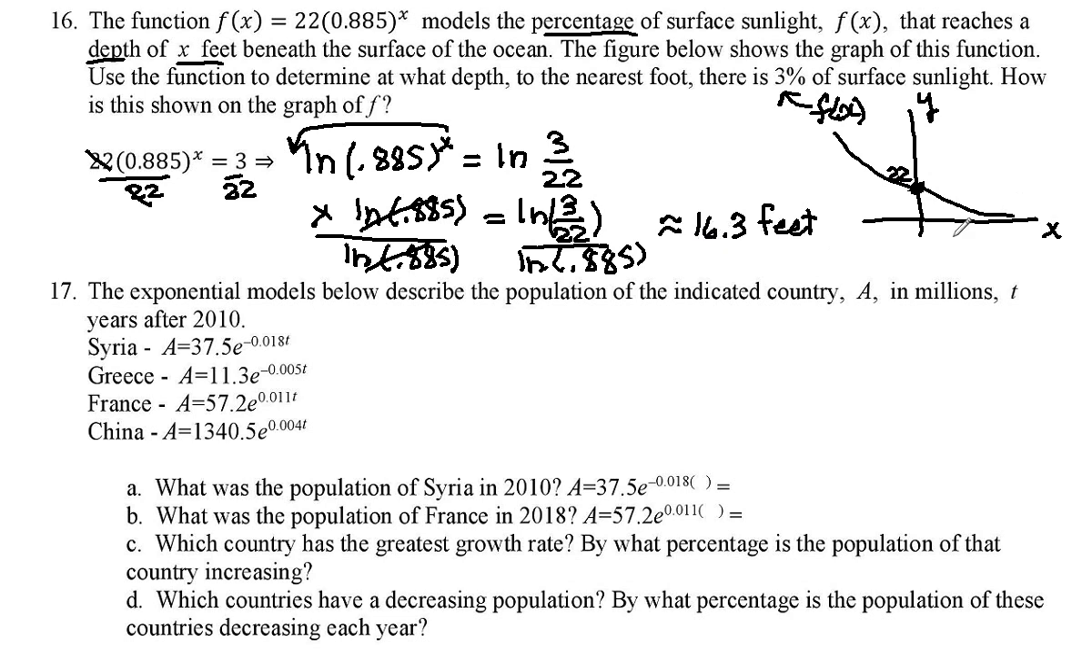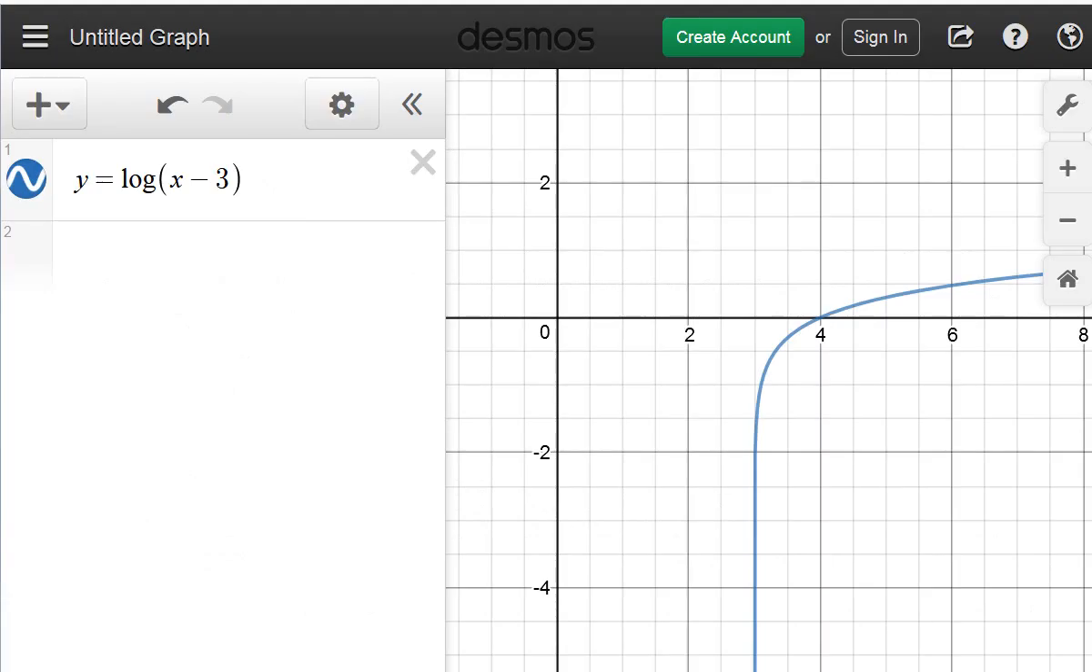And then this point is, if you go out to 16.3, and you go up and over, then that's going to be height 3. So that point right there is 16.3, comma 3. And you can see this too, like if you go to Desmos and you graph this.